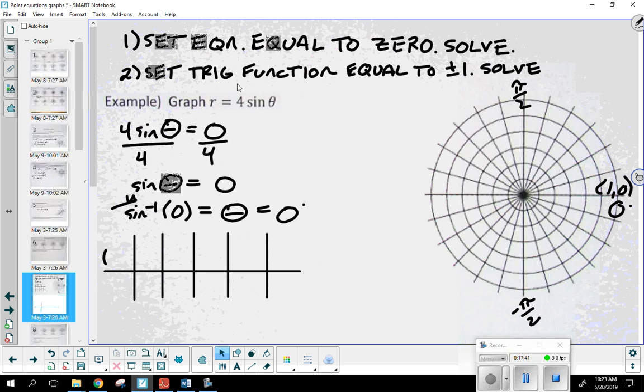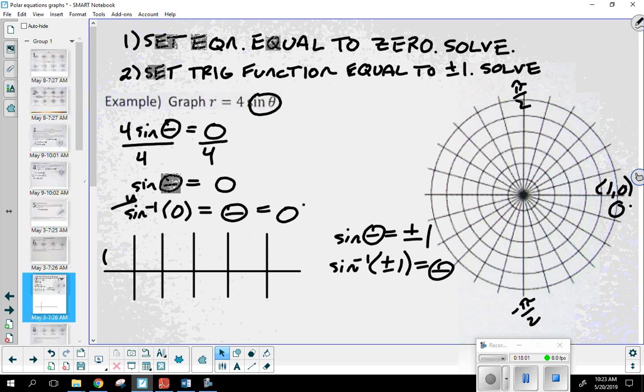Now, for the second part, it says set the trig function equal to plus or minus 1. The trig function, not the equation. So my trig function is sine. So I'm going to say sine of theta equals plus or minus 1. Well, I've got to take the inverse just like I did a moment ago. Sine inverse of plus or minus 1 is equal to theta.